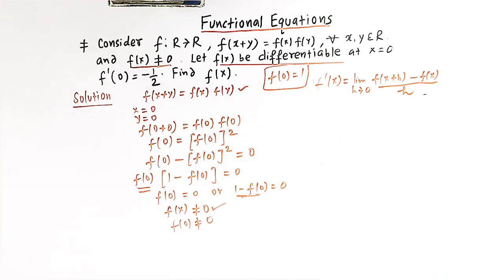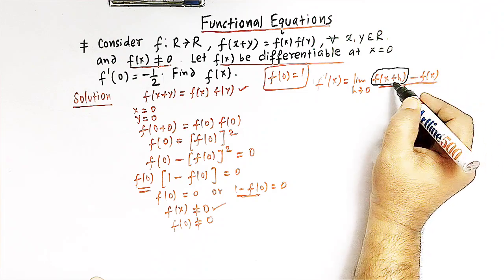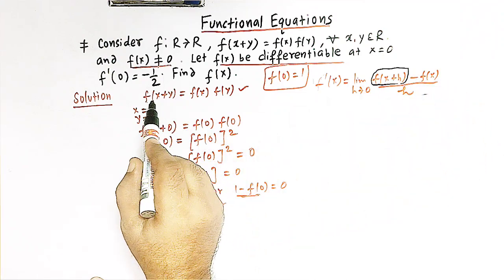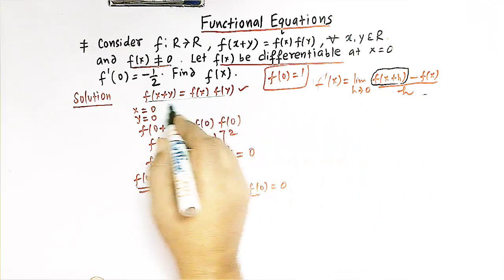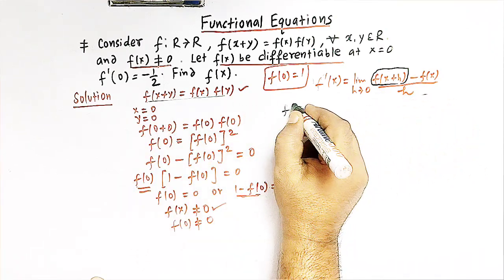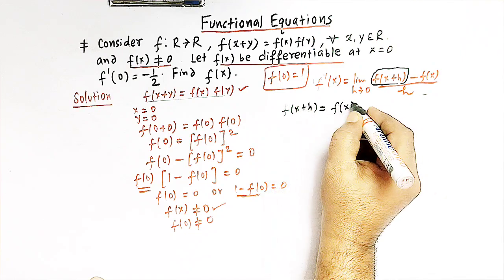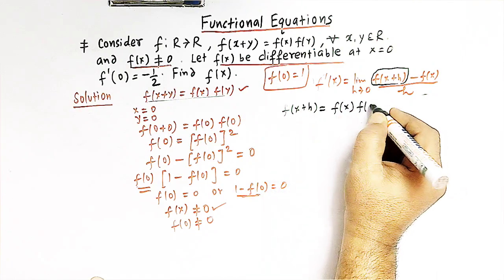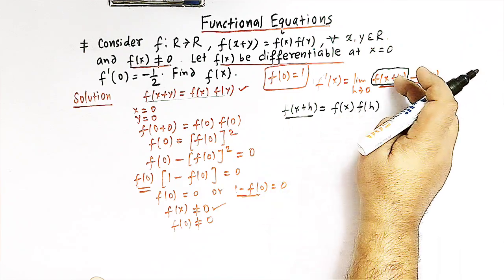Now here we have the term f(x + h). Let us apply the functional equation to this term. Using this equation we can write f(x + h) as the product of f(x) and f(h). So let us substitute this value over here.